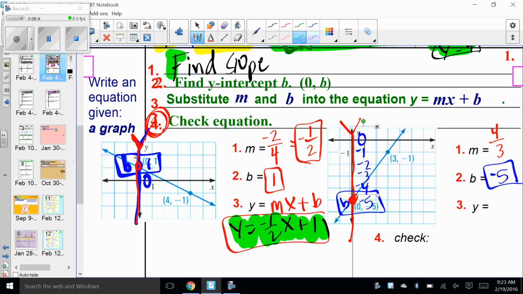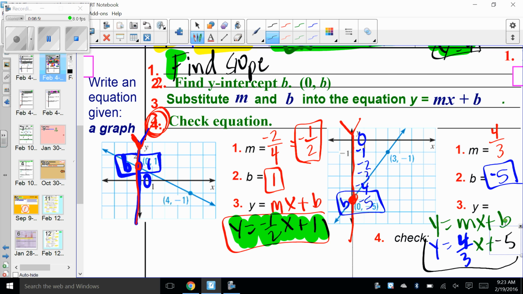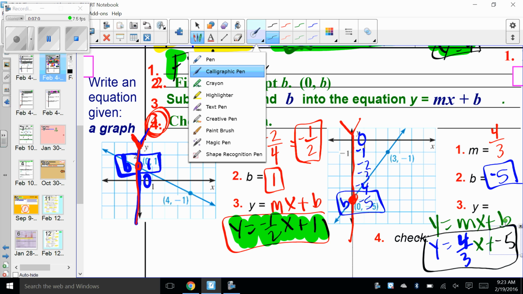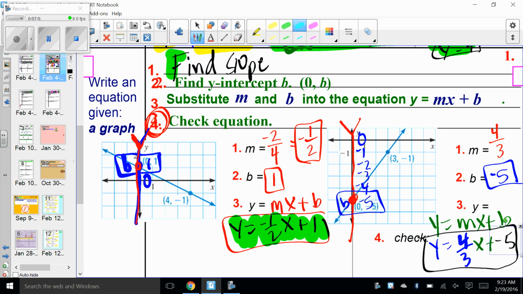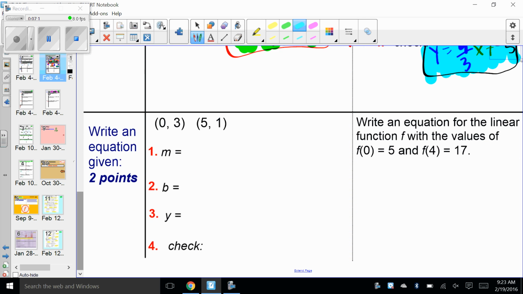So for my equation then, I have y equals mx plus b. Keep in mind that y is a stop sign. My slope is 4 thirds. X is a stop sign. And my y-intercept is negative 5. So my equation for my answer here is y equals 4 thirds x plus negative 5. There's my equation. Hang in there, 8th grade, doing a great job. So every time we need an m and we need a b, we substitute and we're done.